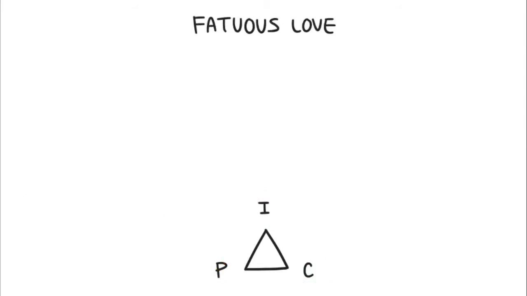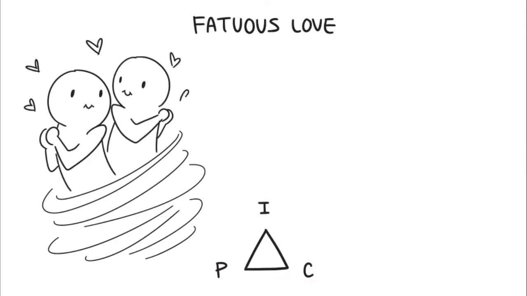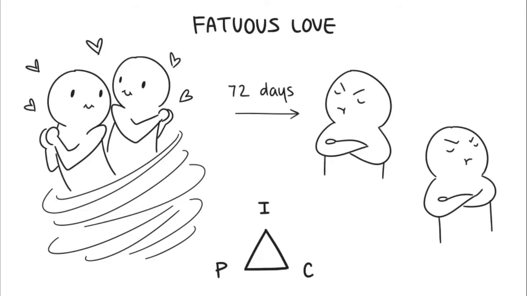7. Fatuous love. A good example of a fatuous love is when Kim Kardashian married Kris Humphries, only to divorce him 72 days later. It's a whirlwind of romance we usually see on television. Fatuous love is the combination of commitment and passion without intimacy.